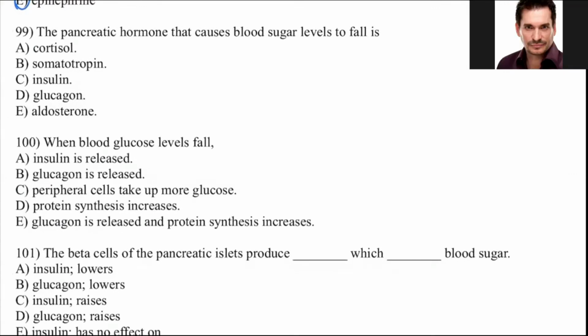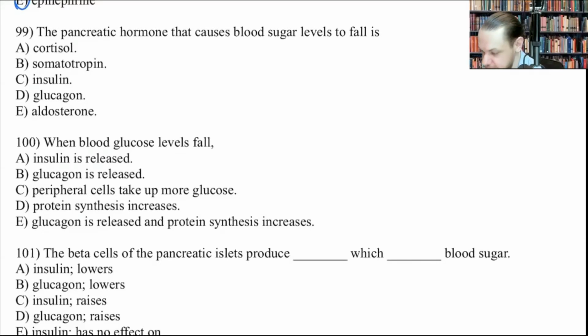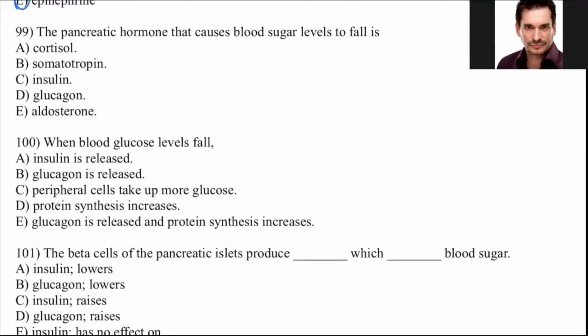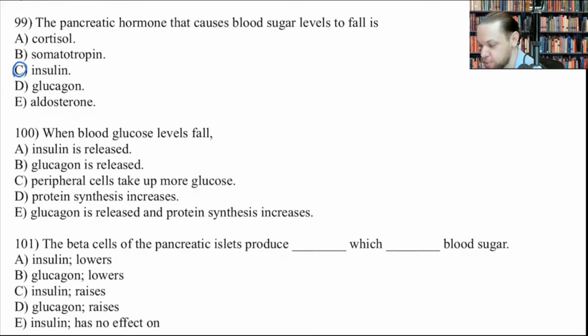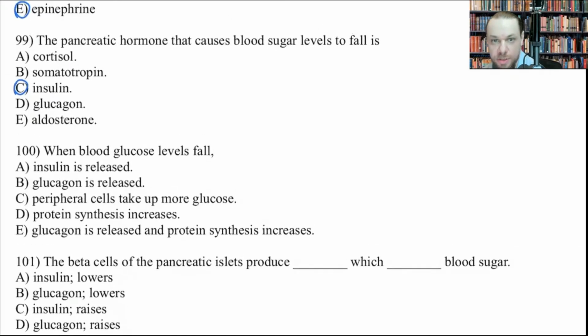Pancreatic hormone that causes blood sugar levels to fall is C. You said C? Because it's insulin, right? Yeah, that is correct. So pancreatic hormone that causes blood sugar levels to fall is insulin. So usually you have insulin that's secreted when you have high sugar levels, secreted by the pancreas, specifically the beta cells, right?